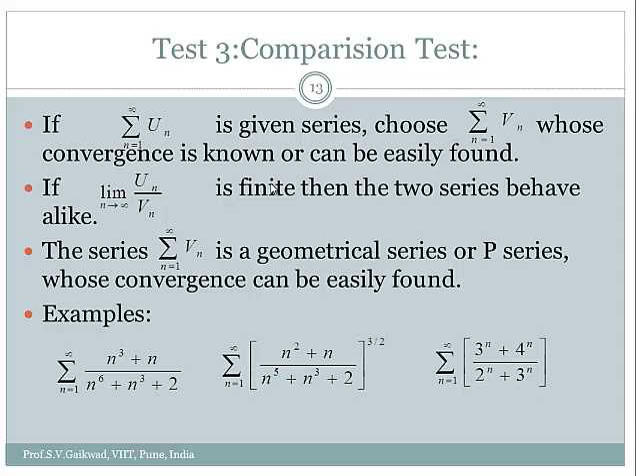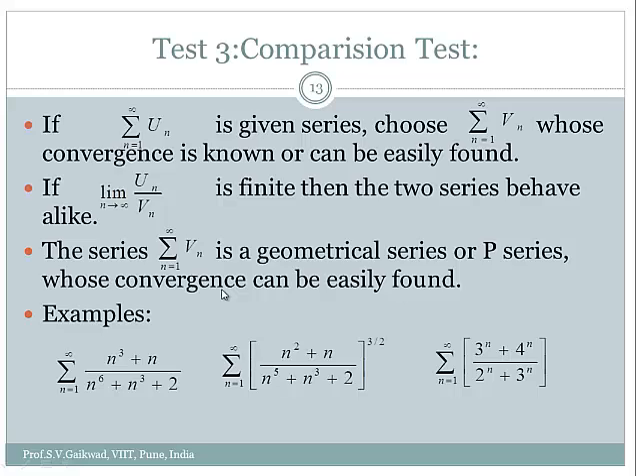Now the next test of convergence is the comparison test. Here we will compare two series. Suppose sigma un is a given series, choose sigma vn whose convergence is known or can easily be found. If the limit of un upon vn is finite, then the two series behave alike. This is the comparison test. The series vn is a geometric series or P series whose convergence can easily be found.